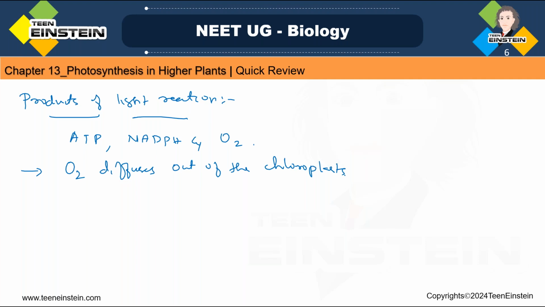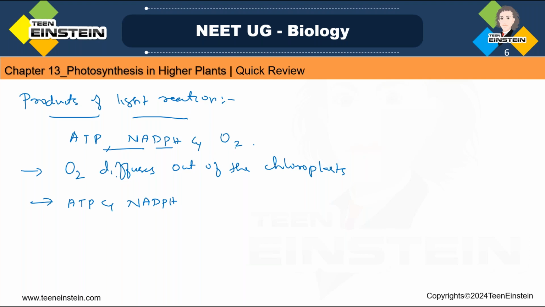Oxygen diffuses out of the chloroplast, but ATP and NADPH are used to drive the process leading to the synthesis of food or sugar. Here, ATP and NADPH are the products getting formed, so we should know what is happening to these products.